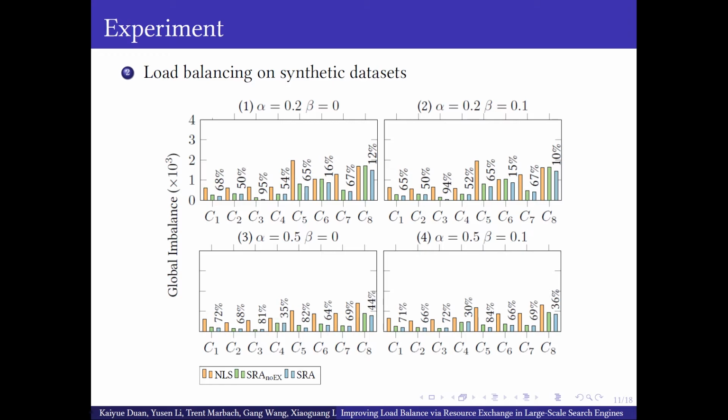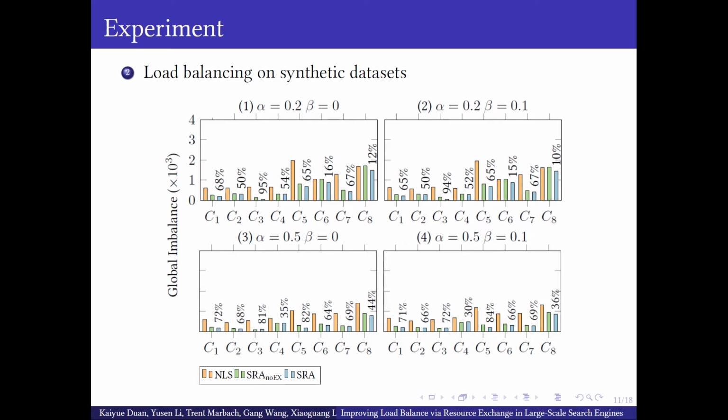First, SRA and SRA no EX significantly outperform NLS for most of the input settings, indicating that our heuristics are more effective than NLS for reducing global imbalance. Moreover, SRA performs best for all the input settings, substantiating the effectiveness of using exchangeable machines. Second, SRA outperforms NLS at input settings with both high and low alpha parameters, indicating that SRA is effective for both low and high machine utilization scenarios.